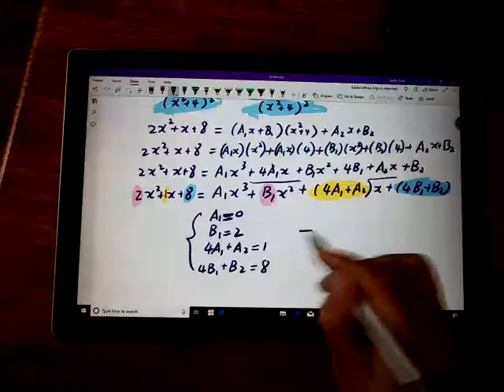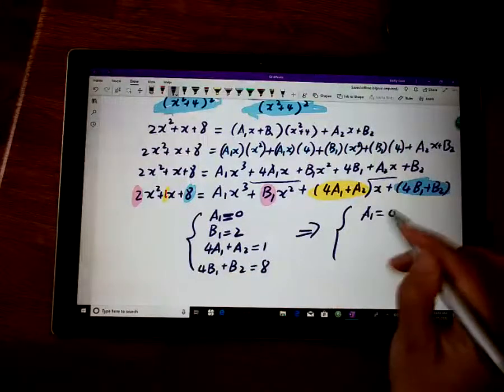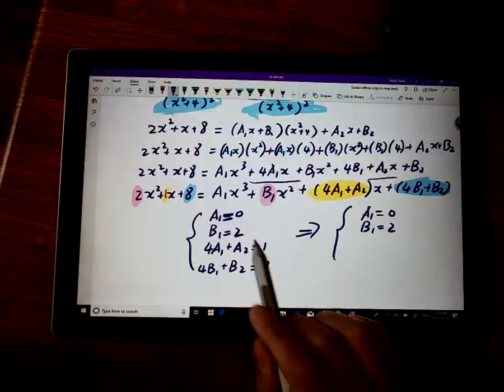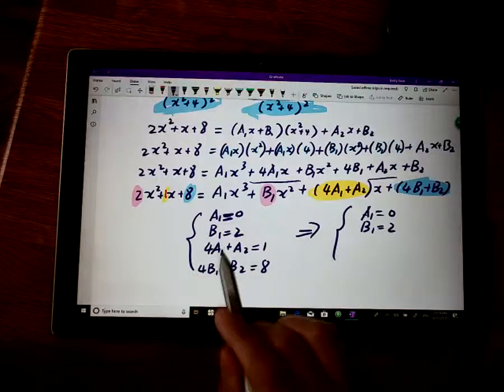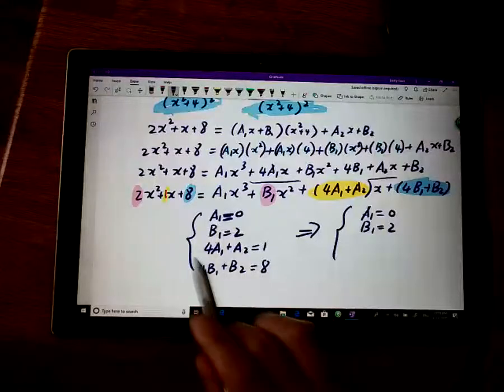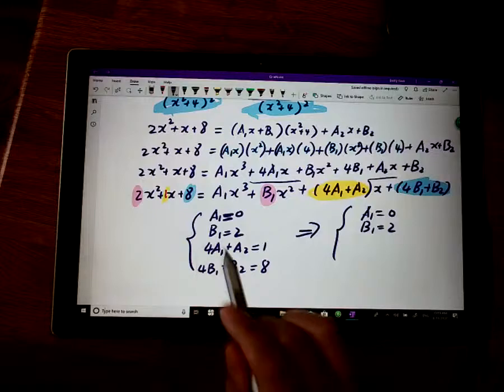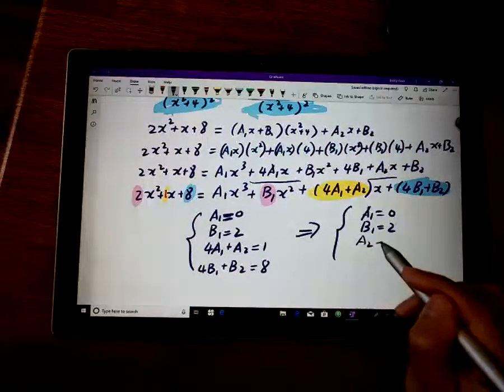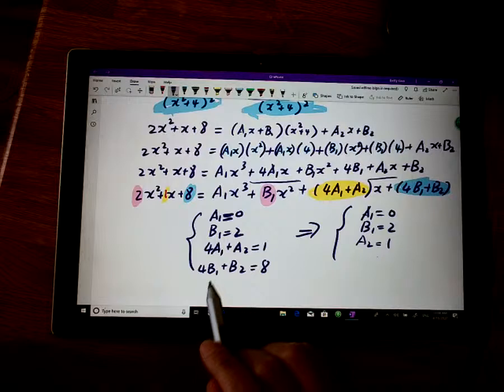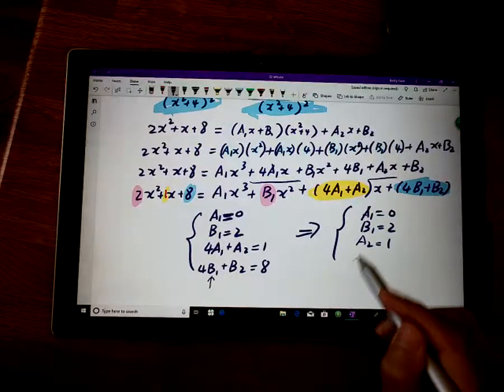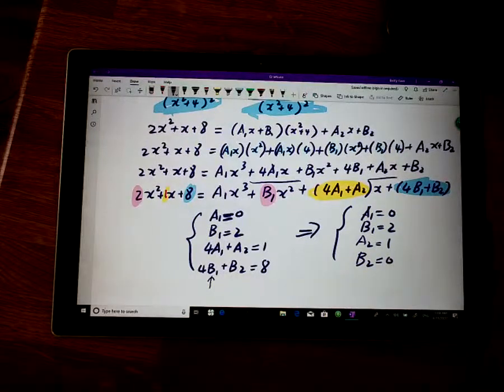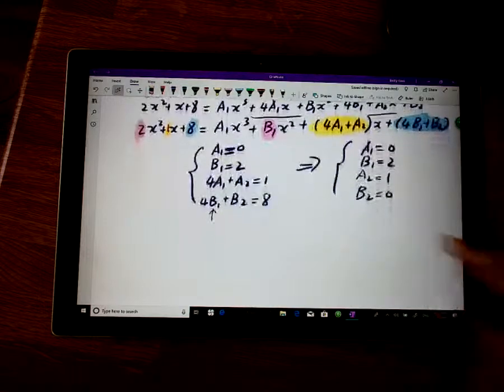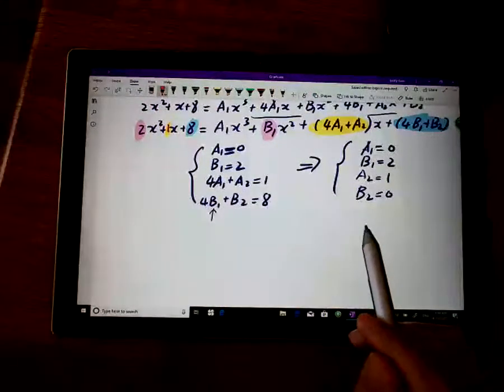All right. So now we know a sub 1 equals 0, b sub 1 equals 2. If we plug in a sub 1 equals 0 here, this disappears, right? That's 0. So a sub 2 is 1. b sub 1 is 2. You plug in here, 4 times 2 is 8. 8 plus a number equals 8. That would make b sub 2 equals 0. Okay, so we have the values for the 4 unknowns.